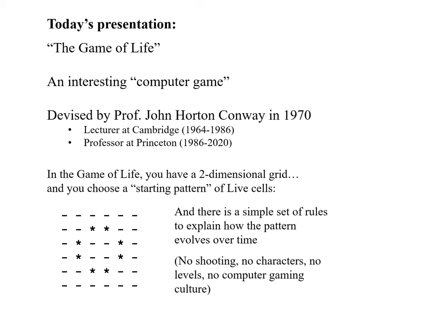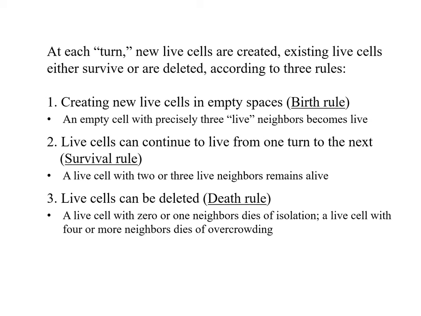And here are the rules. There are three, right? Creating new live cells in empty spaces is called the birth rule. For any empty cell, you've got eight neighbors around the cell in a two-dimensional grid, and if exactly three of them are occupied by a live cell, then in the next step you're going to get a new live cell created there. Live cells that exist will continue to exist so long as they're not starved or crowded, right? So two or three neighboring cells, it's okay. Zero or one, it dies of isolation. Four or more, it dies of overcrowding.